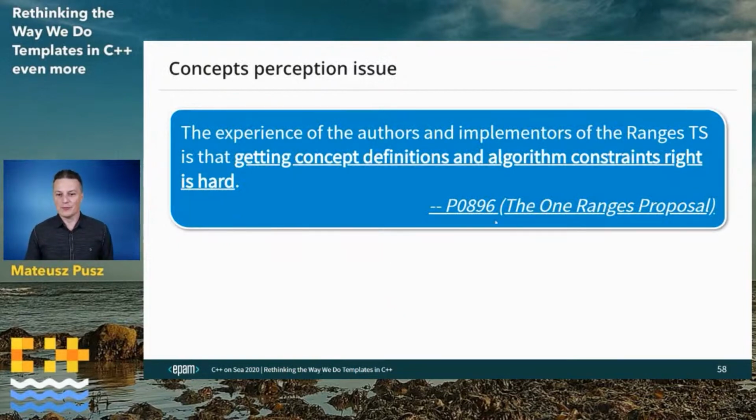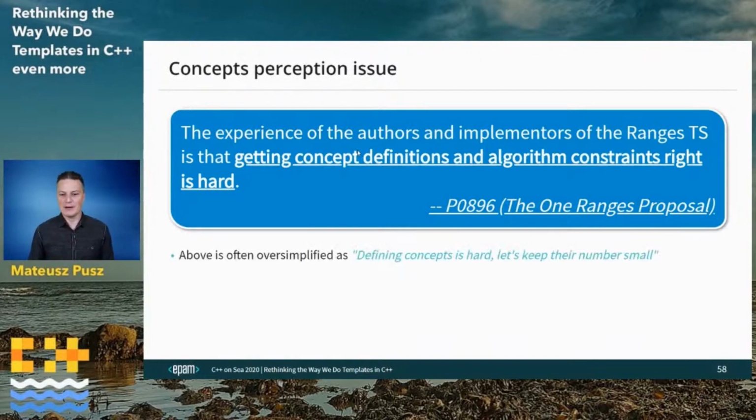In the one ranges proposal paper that merged ranges into the standard, the authors said that the experience of the authors and implementers of the ranges TS is that getting concept definitions and algorithm constraints right is hard. The definition of those for ranges TS for all of the algorithms was really, really hard. And as you probably heard at some conferences, it's really hard later on to change it. We actually cannot change it in any direction, either make it more restrictive or less, after it's standardized.